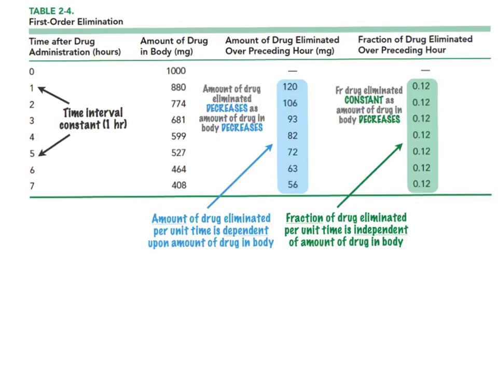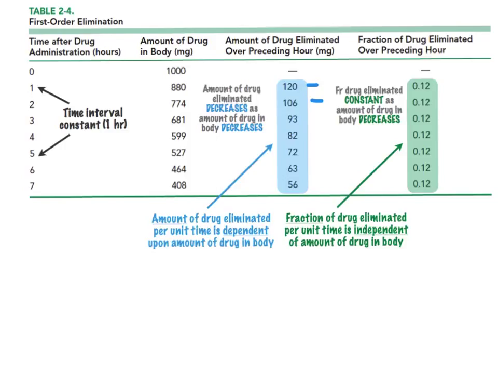If you look at the second column, notice that the amount of drug in the body that we're eliminating for each interval changes. So in the first hour, we lose 120 milligrams of drug. Over the second interval, we lost 106 milligrams of drug. And you can see that the amount that we're losing decreases as the amount of drug in the body that was present decreases.